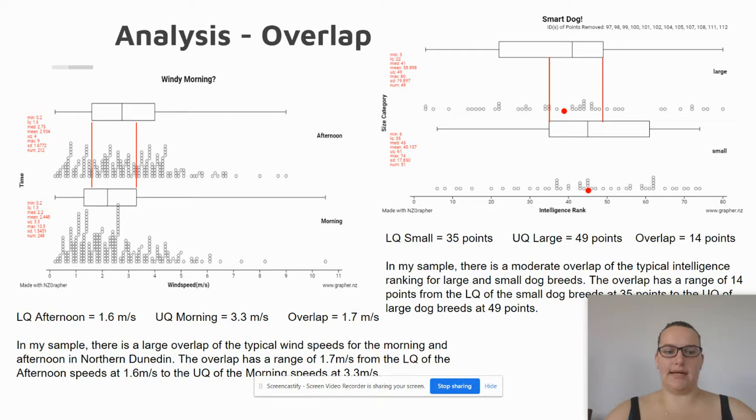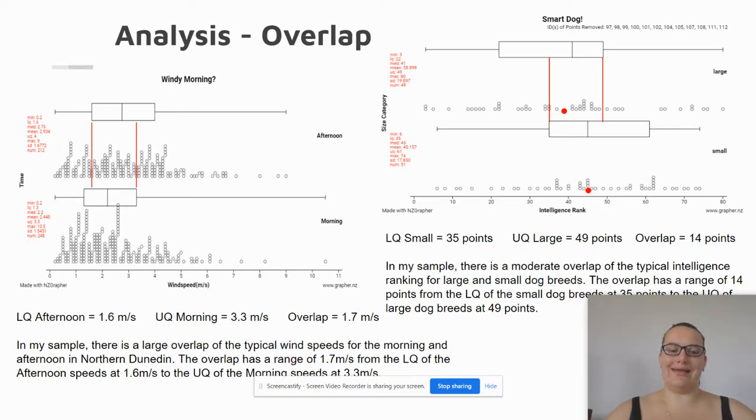So in my sample, there is a large overlap of the typical wind speeds for the morning and afternoon in northern Dunedin. The overlap is a range of 1.6 meters per second, from the lower quartile of the afternoon wind speeds at 1.6 meters per second to the upper quartile of morning wind speeds at 3.3 meters per second.